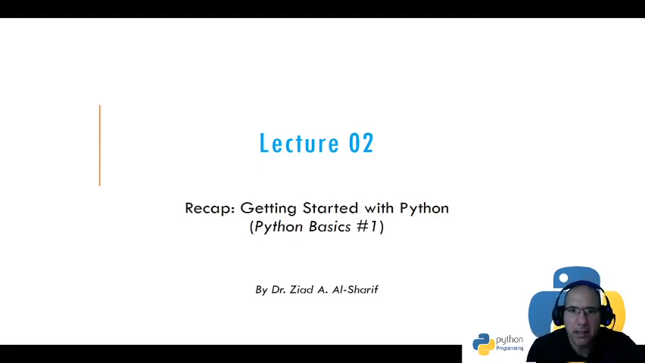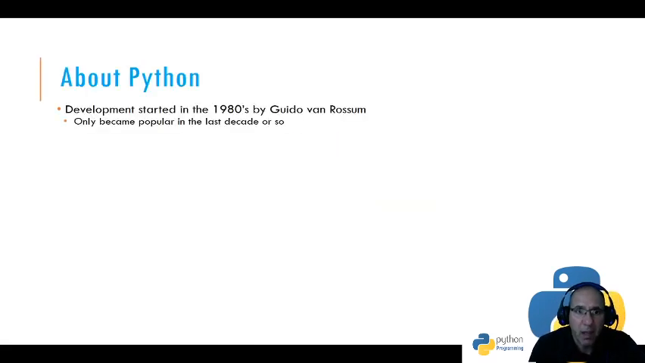Hi everyone, this is our lecture 2 in the DSCS 703. In this lecture, I will give you a brief overview about the Python programming language and its basic constructs and structures. First of all, Python was developed back in the 1980s and early 1990s.